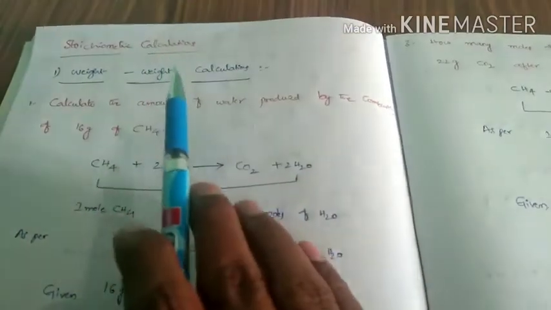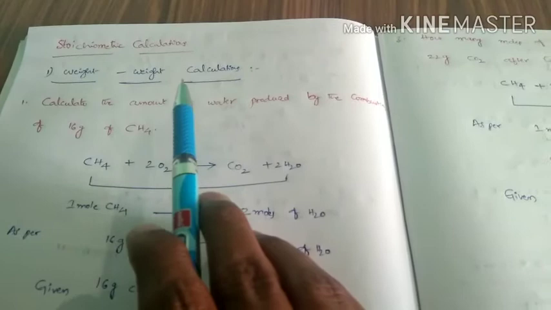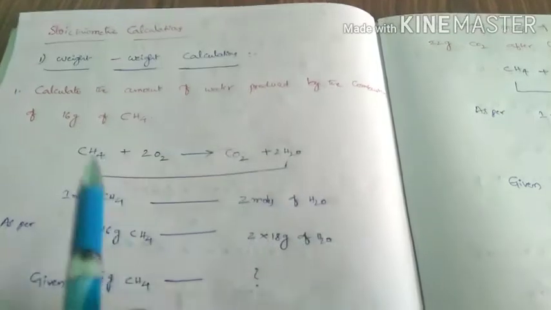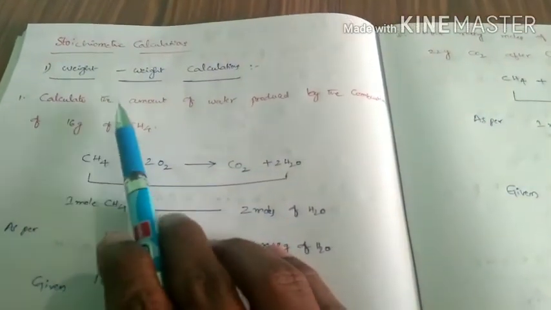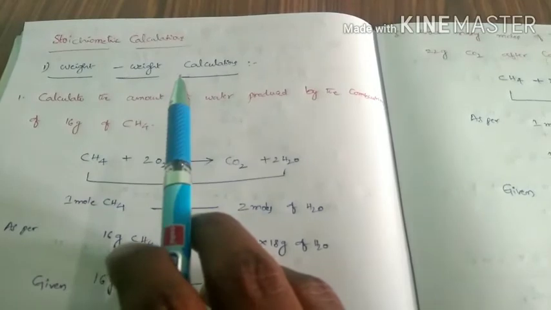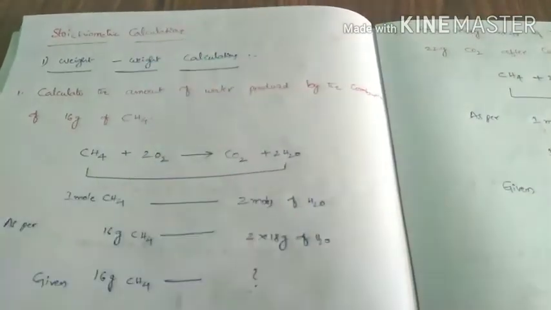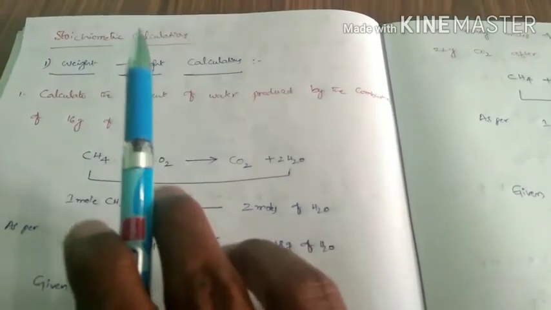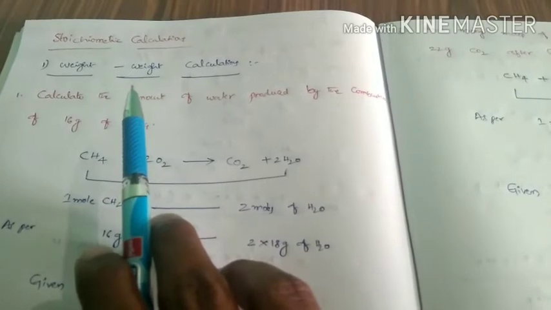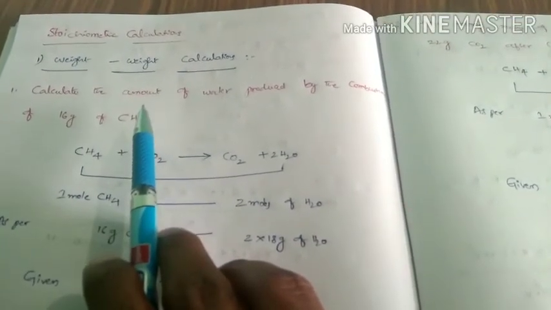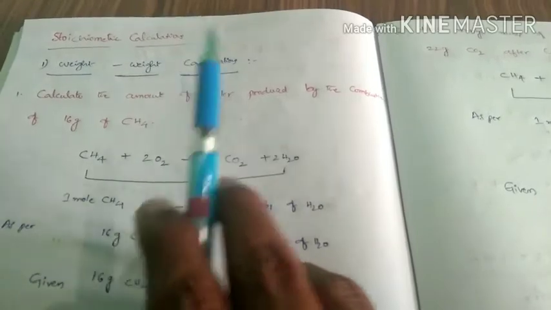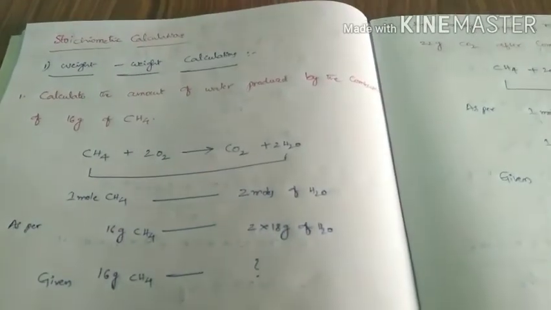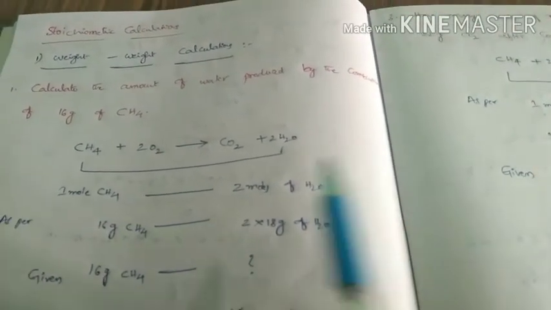All of these are numericals. Weight calculations means the weight of one substance will be given and the weight of the other substance is to be found. That is the meaning of weight calculations. I repeat once again: in the question, the weight of one substance will be given and the weight of the other substance is to be found. If you see the example, then you will get a clear idea.